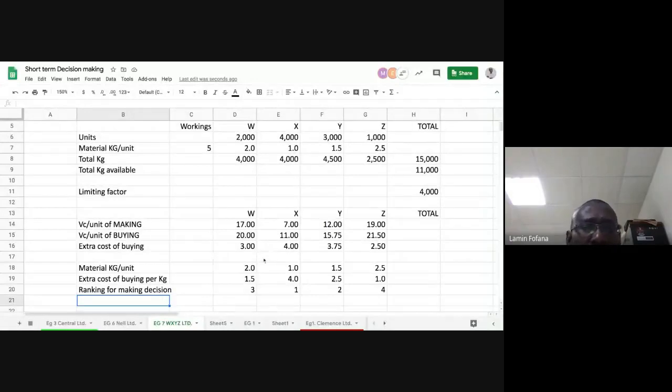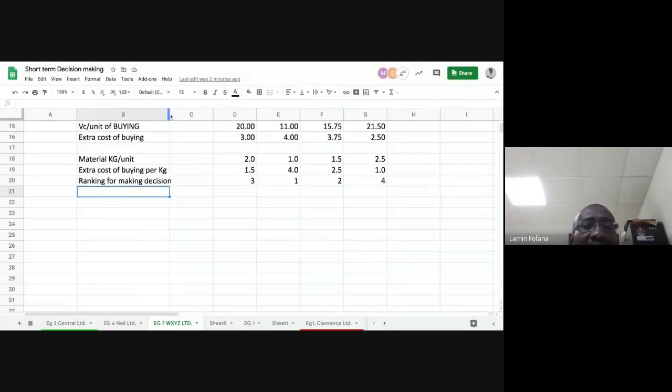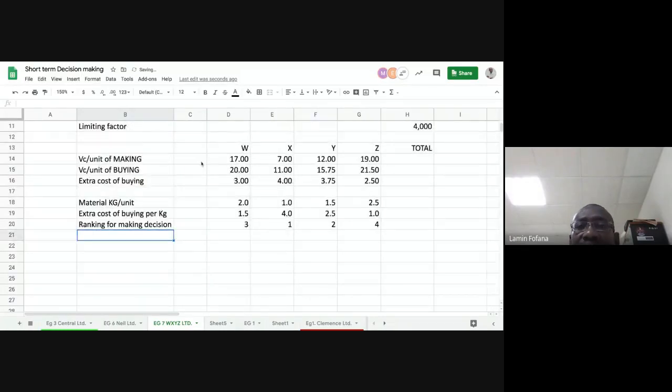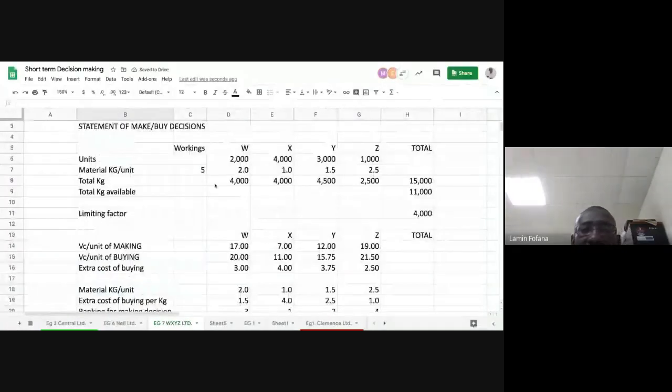Right. So we all agreed that the ranking will be based on the most expensive one that we're going to make. So the most expensive ones will be made, followed by the next, so that the cheapest one will be the one we'll have to buy from outside, so that we don't pay much money. Is that clear? As accountants, we are concerned with cost. So whatever decision we give to management must be the best possible decision.